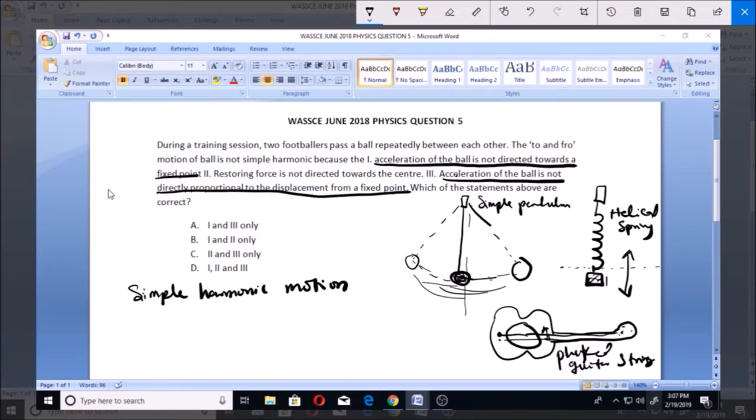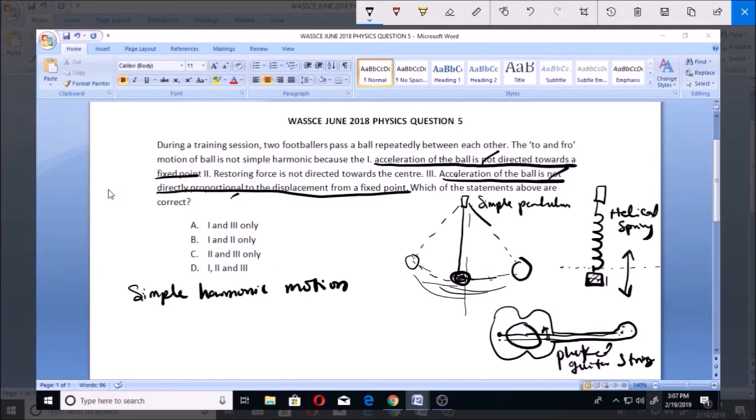So these are the two things that can make something a simple harmonic motion: whether the acceleration is proportional to the displacement, or whether it is directed towards the center. So for simple harmonic motion, the acceleration has to be directed towards the center. If you are talking about simple harmonic motion, this knot and this knot here should not be there, but actually these are the things considered.